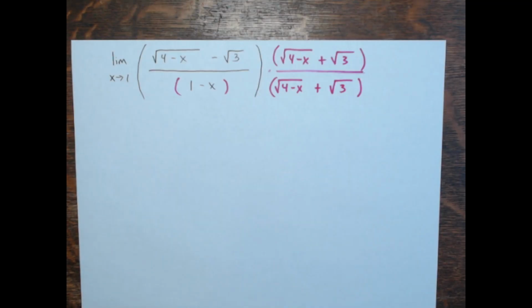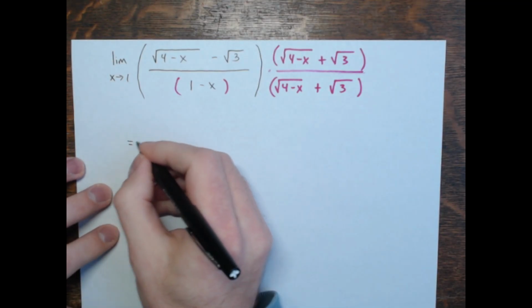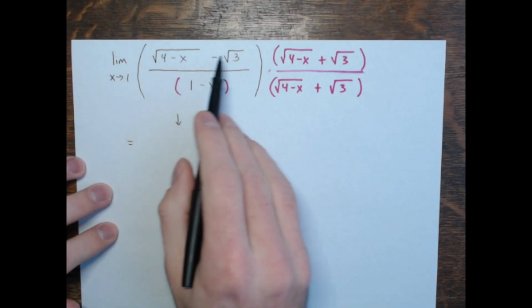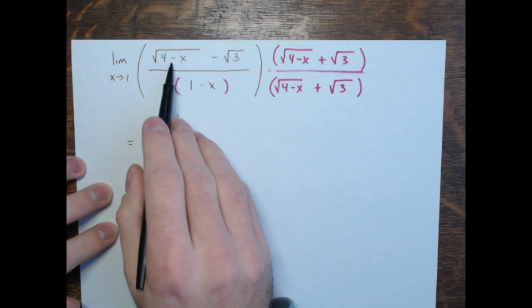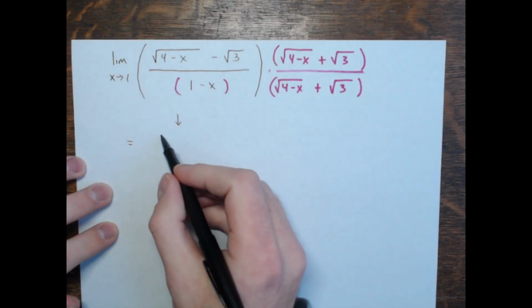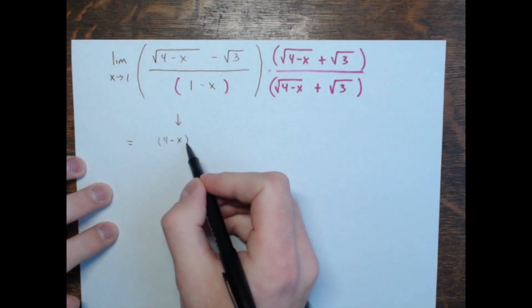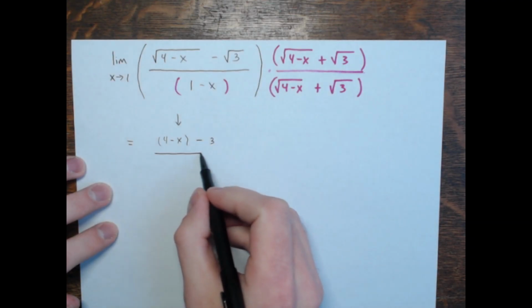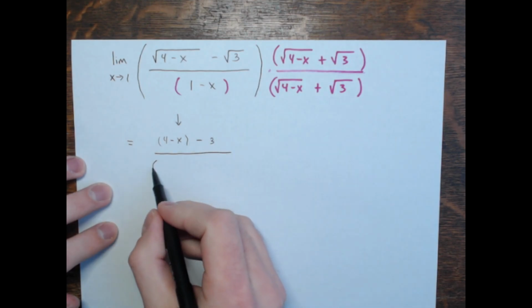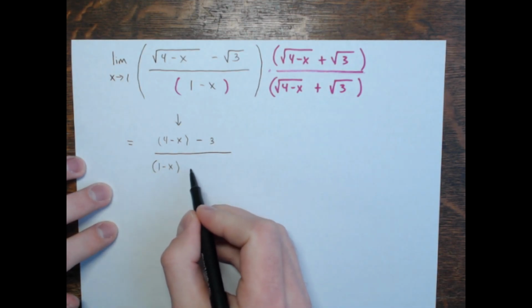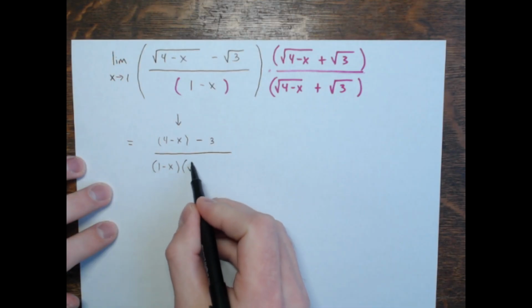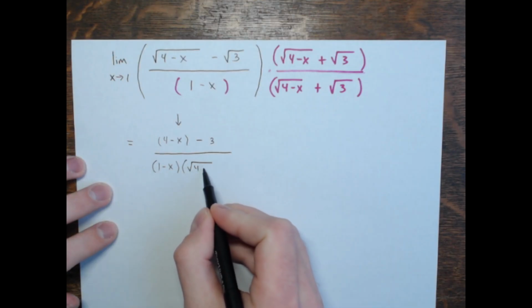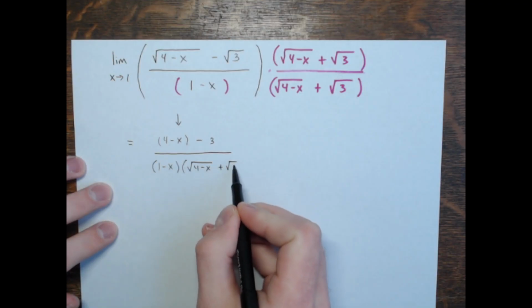So multiplying the top and bottom by the conjugate. Remember, multiplying two conjugates, you get a difference of squares. So the square root of 4 minus x times the square root of 4 minus x would just be 4 minus x, and then minus the square root of 3 times the square root of 3 is 3. So that's the numerator. And then the denominator, I'll leave the way it is: 1 minus x times that conjugate, the square root of 4 minus x plus the square root of 3.